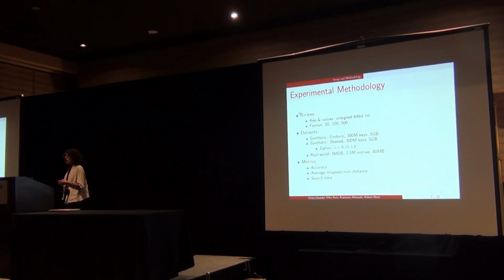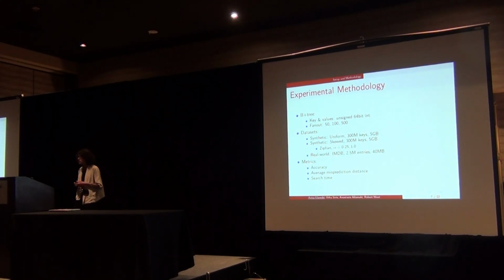To evaluate our system, we use a B+tree index, which has unsigned 64-bit integers as keys and values. We use different fanouts of 50, 100, and 500, but we'll show results only for the fanout 50. We use 4 different data sets in our experiments. We use synthetic and real-world data.